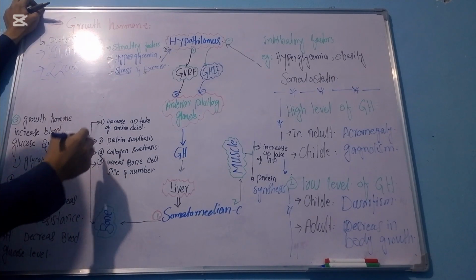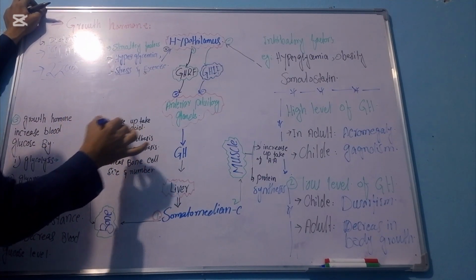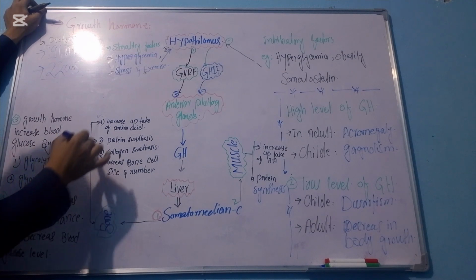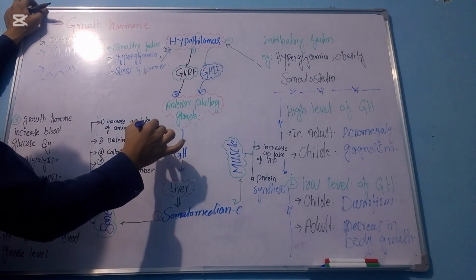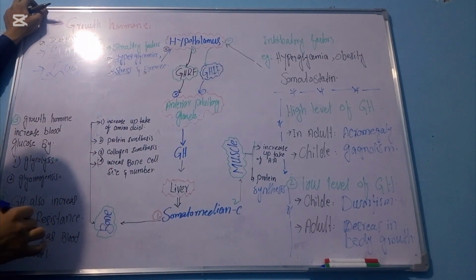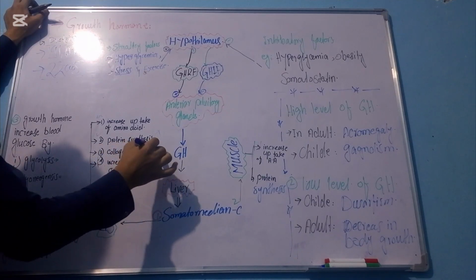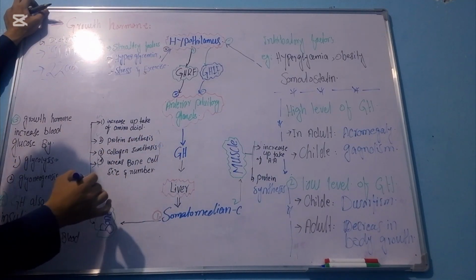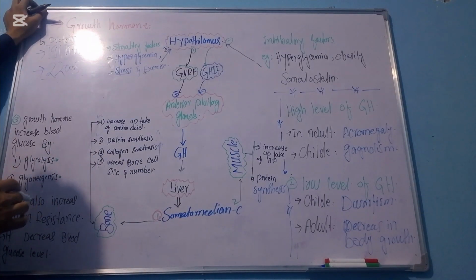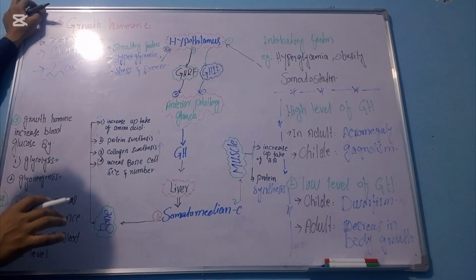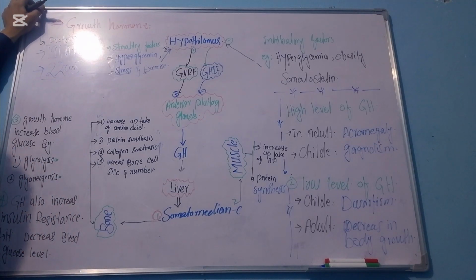In which way? First, it increases uptake of amino acids into the bone. The second step is increased protein synthesis inside the bone. And the third step ये है कि collagen synthesis भी increase करते हैं inside the bone and also increases the bone size and their number inside the bone. By this way, growth hormone increases the linear growth of the bone. This is the first function of the growth hormone.